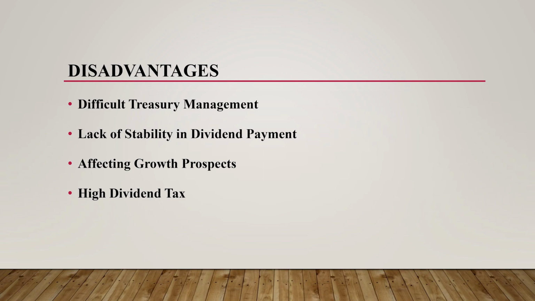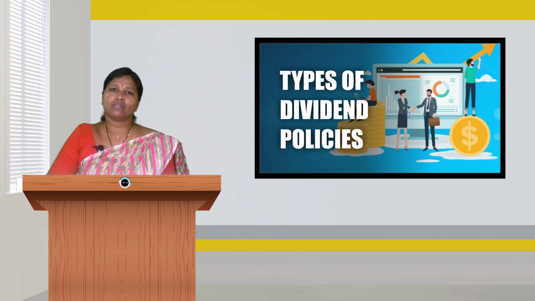There are some demerits, that is difficult treasury management. Treasury management becomes very difficult here, and in case of a company suffering losses in the future, it may not be able to maintain the rate of dividend, and the growth of the company, whether organic or inorganic, will be affected by the lack of funds, and also the high dividend tax. The company will end up paying higher dividend tax if the dividend is taxable in the hands of the company. So these are all the important merits and demerits of liberal dividend policy.